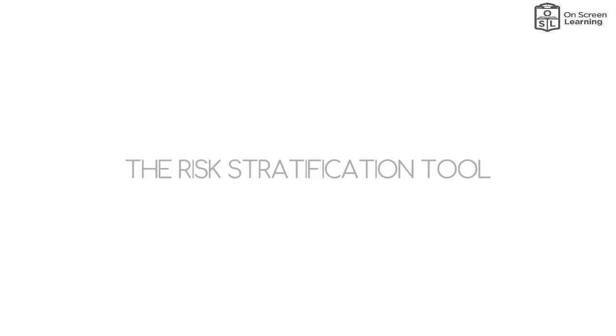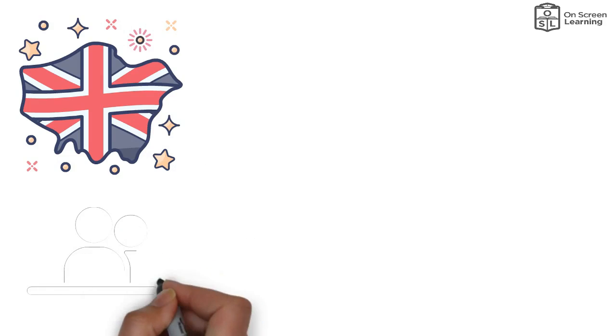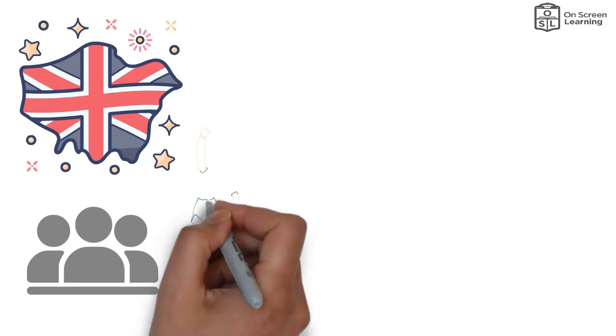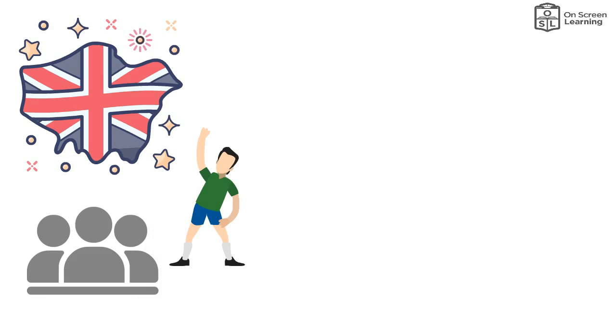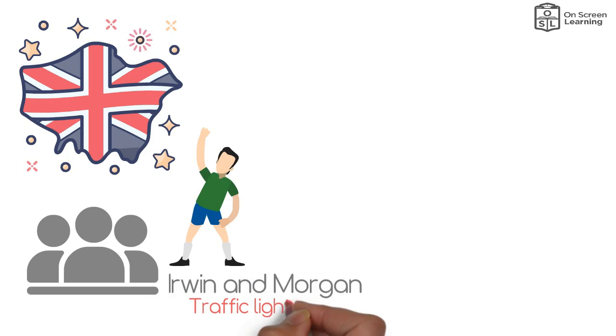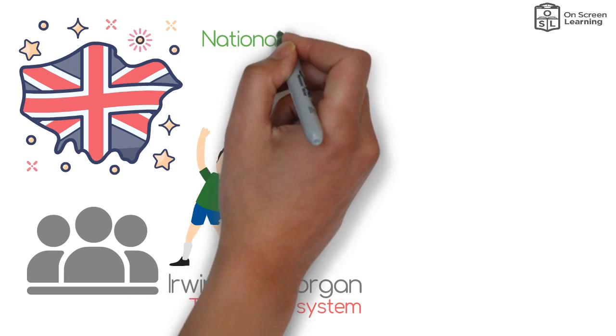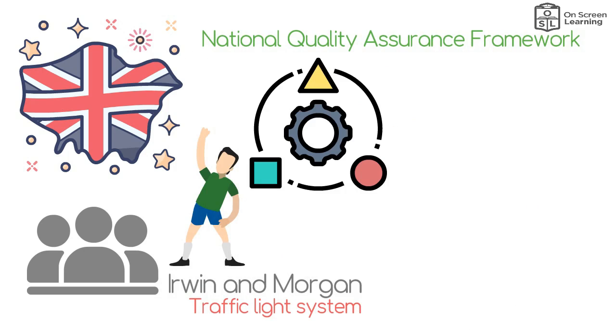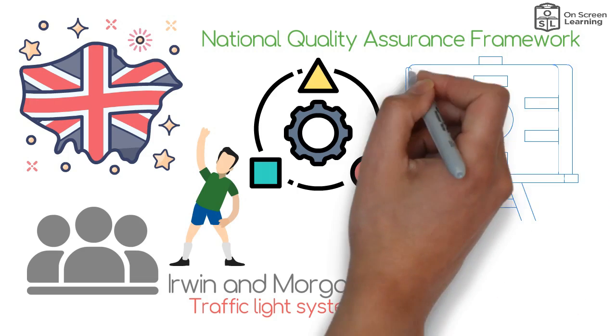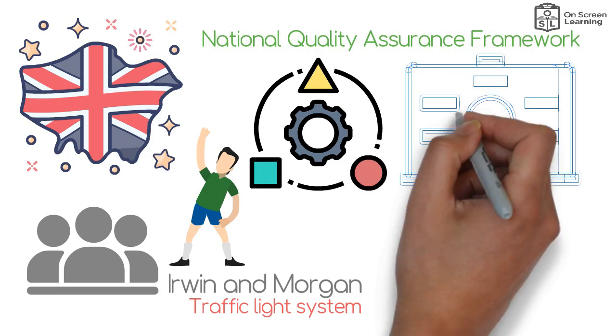The Risk Stratification Tool. In the central London borough of Kensington and Chelsea, the local primary care trust worked in collaboration with two existing exercise referral schemes and the local authority to develop local exercise opportunities and develop the Irwin Morgan traffic light system. They used the National Quality Assurance Framework as the basis of the development process and also looked at examples of several different schemes across the UK.